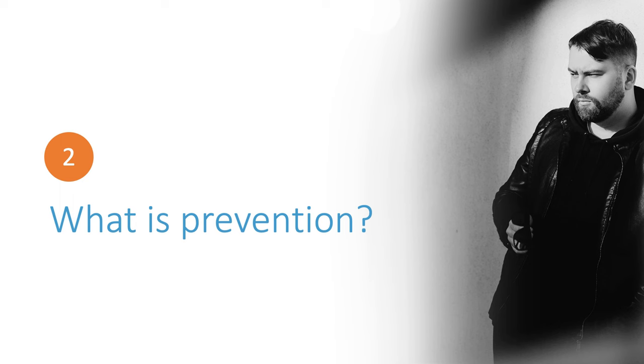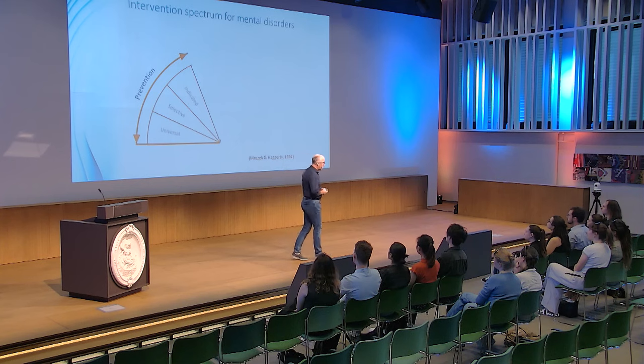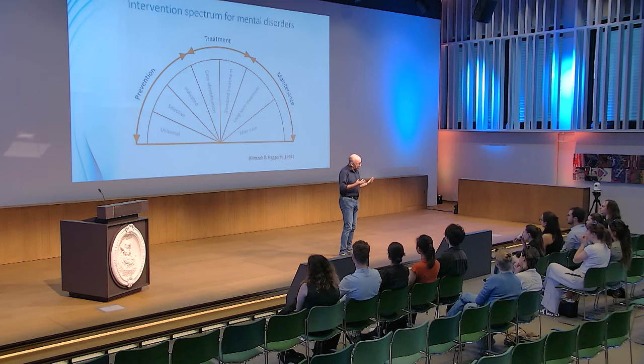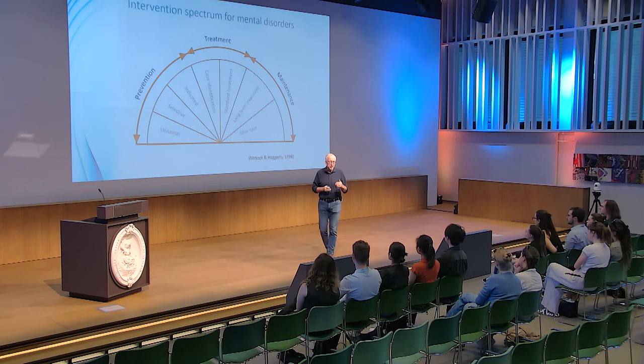So what is prevention? Prevention has the risk that people say, well, everything is prevention. If you give therapy to people, then you prevent that they go to an inpatient setting. So prevention has always been a very vague term. But since a few decades, in the 1990s, the NIH developed a definition of prevention, which said that everything you do before somebody meets criteria for a mental disorder is prevention. And when people do meet these criteria, then it's treatment or maintenance treatment.